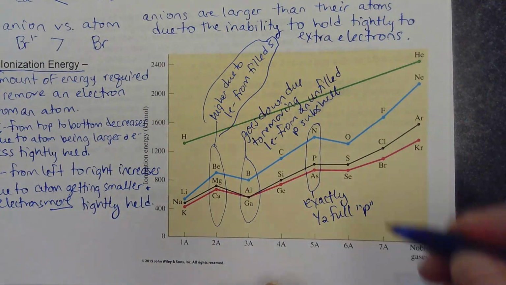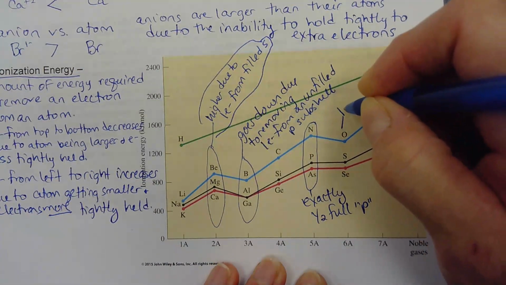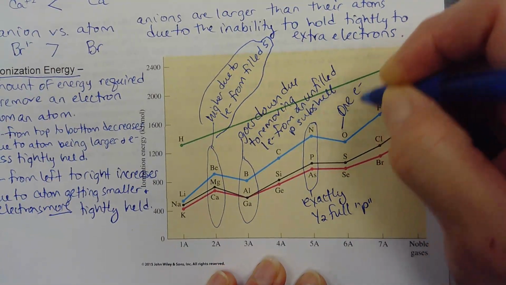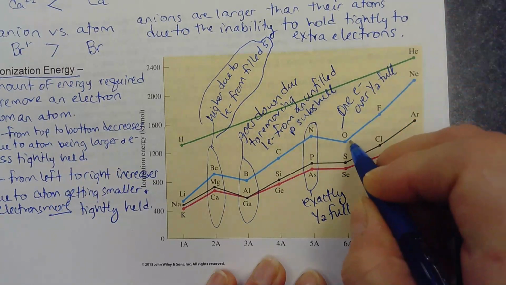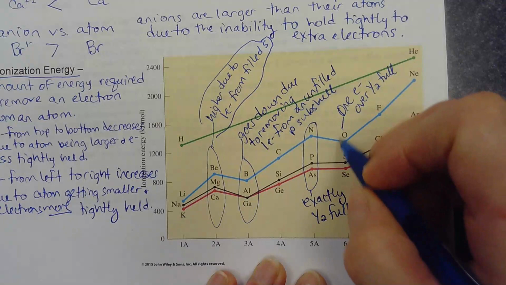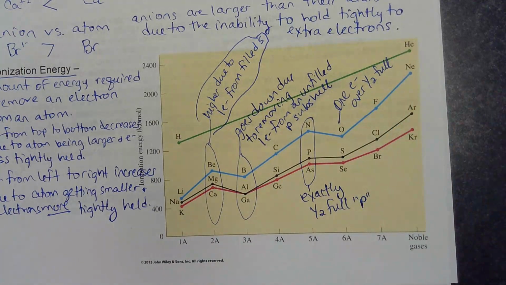Oxygen, sulfur, selenium are 1 electron over half full. So it's going to be lower energy to remove that one that's keeping it from being half full. Regardless, they still don't want to lose. But that's the reason for the break in the trend. Okay? And that's good. Those of you that got that, good job. That you understand what we've been doing the last 2 weeks, and that's very good.